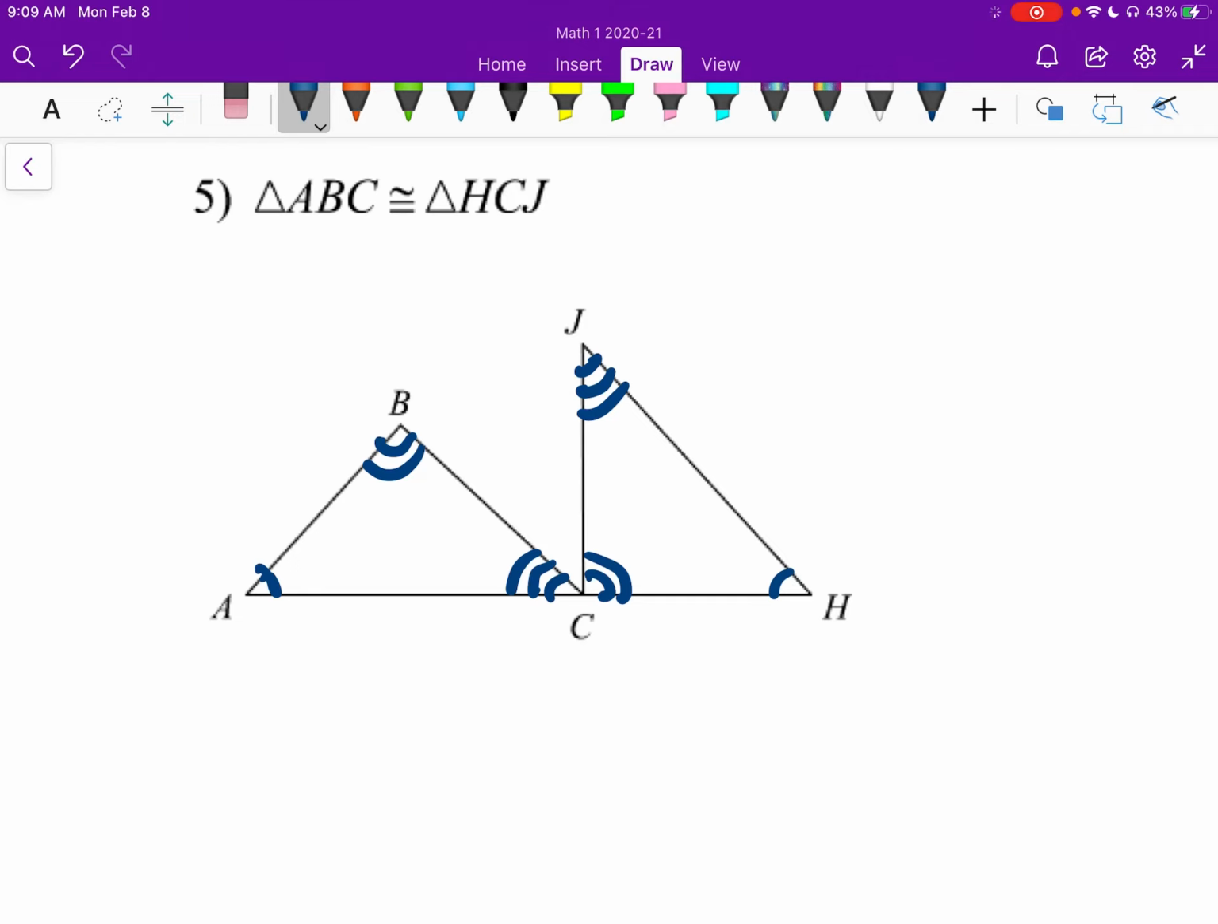Now let's look at our sides. Starting off on the left triangle, we have AB, that'll get 1 tally mark, and HC, that'll get 1 tally mark. Then we have BC with 2 tally marks, and CJ with 2 tally marks. And then our last one that's left over gets our 3 tally marks.